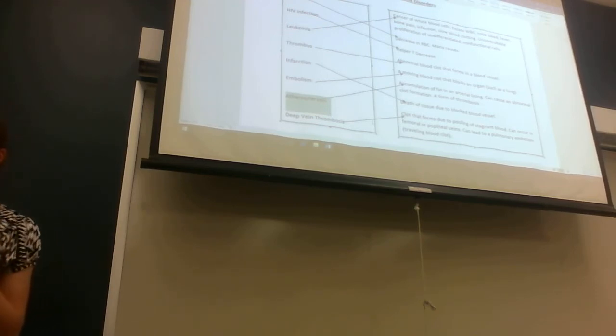Lastly, we have atherosclerosis. This is the accumulation of fat in the arterial lining, causes abnormal blood clot in the form of thrombosis. And then you have a deep vein thrombosis, which is a clot due to pooling of stagnant blood. So some stagnant blood forms, and this can occur in the femoral or popliteal veins. The femoral veins are like in your thigh, the popliteal are like behind your knee, and this can lead to a pulmonary embolism once it travels. So pulmonary embolism probably might be on exam if he's asking stuff.